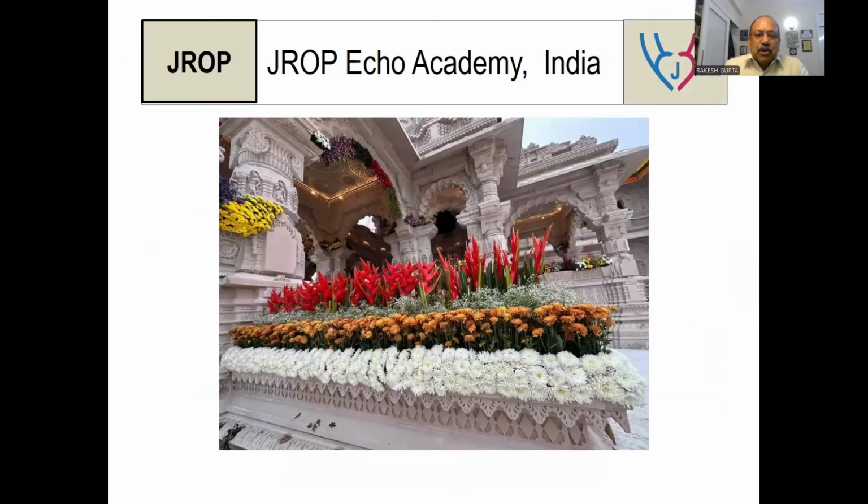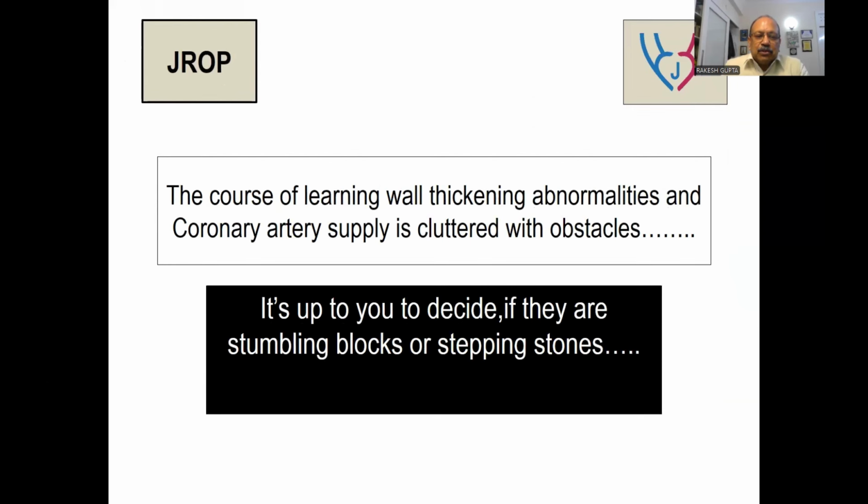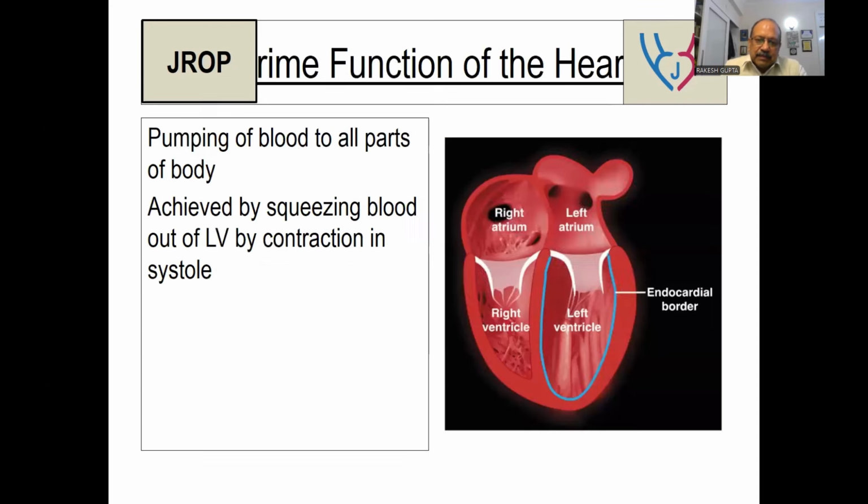Now, the first important thing in the concept of wall motion abnormalities, I always say these words: the course of learning wall thickening abnormalities or wall motion abnormalities and coronary artery supply is cluttered with obstacles. It's up to you to decide if they are stumbling blocks or stepping stones. Why did I say this? Because to appreciate any wall thickening abnormalities, we have to read about 300 cases along with somebody, and then you start reporting your cases with the help of somebody.